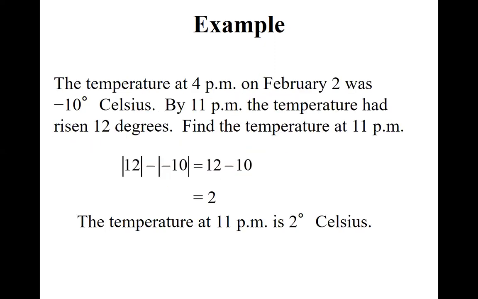Finally, a word problem. The temperature at 4 p.m. on February 2nd was negative 10 degrees Celsius. By 11 p.m., the temperature had risen 12 degrees. Find the temperature at 11 p.m. If we break this down, we're starting at negative 10, and then we're adding 12. Negative 10 plus 12 would give us positive 2.